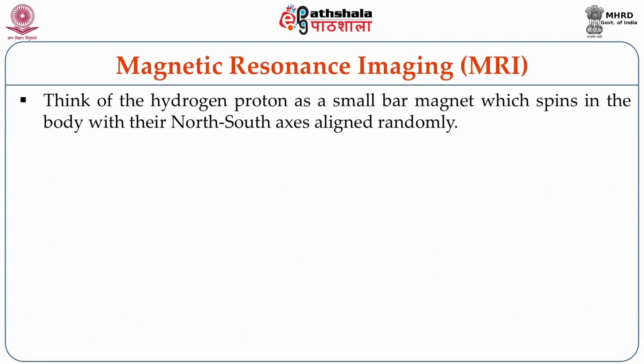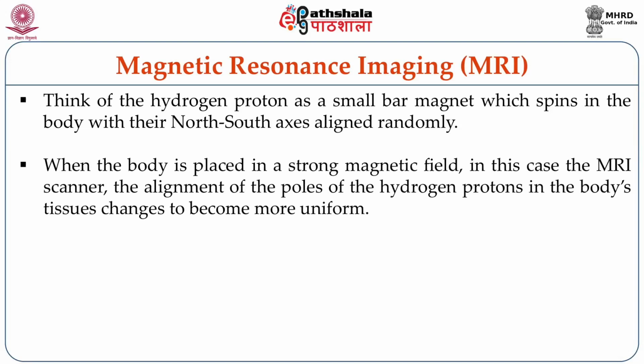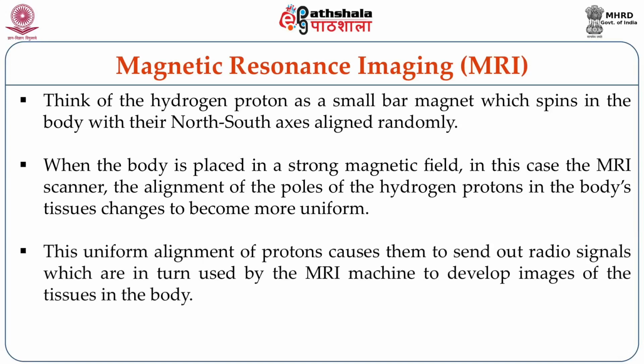Think of the hydrogen proton as a small bar magnet which spins in the body with their north-south poles aligned randomly. When the body is placed in a strong magnetic field, in this case the MRI scanner, the alignment of the poles of the hydrogen protons in the body's tissues changes to become more uniform. This uniform alignment of protons causes them to send out radio signals, which are in turn used by the MRI machine to develop images of the tissues of the body.